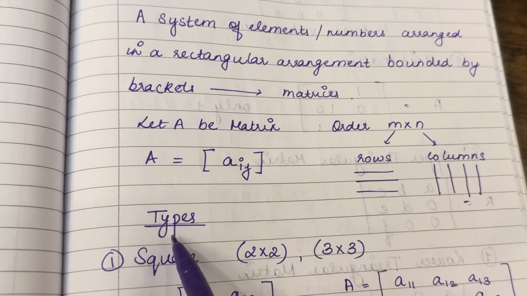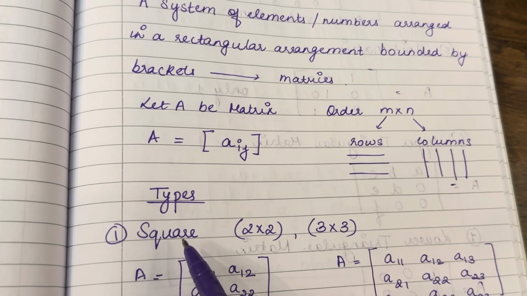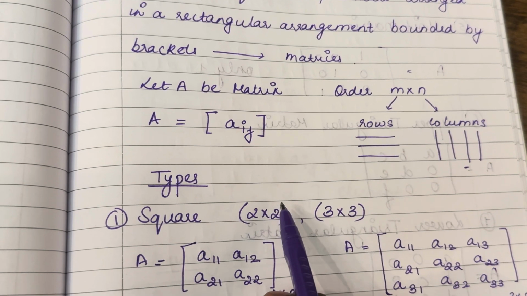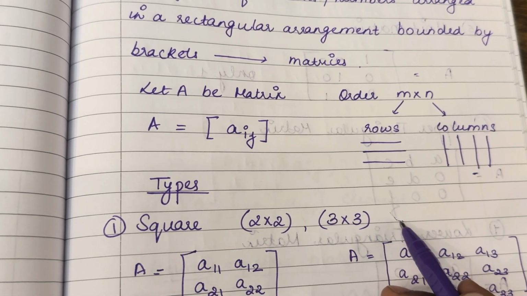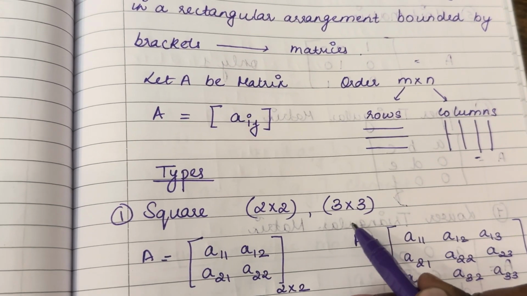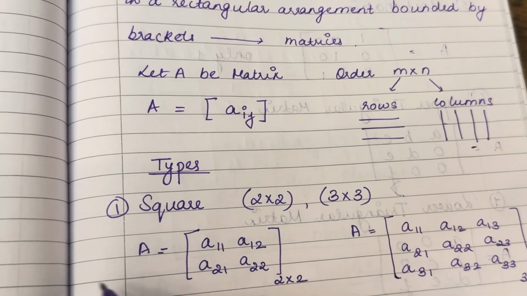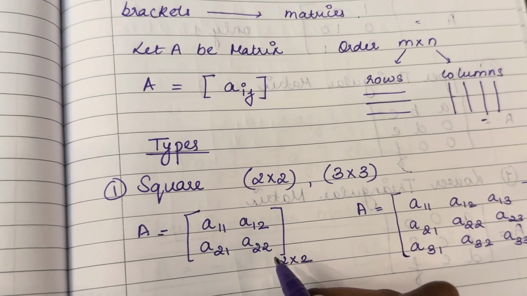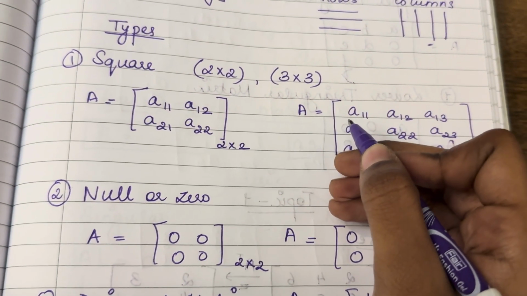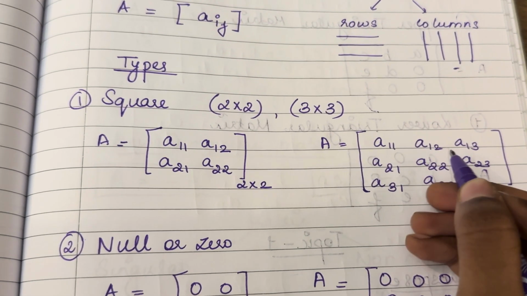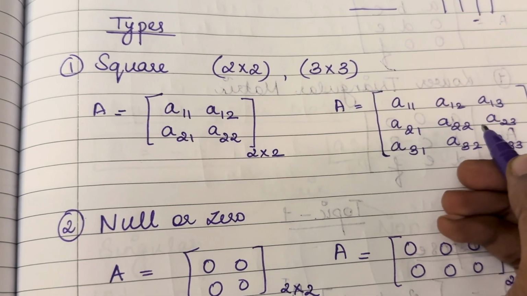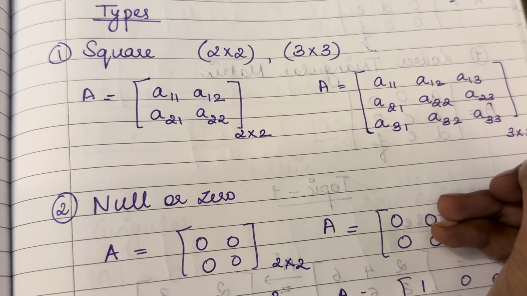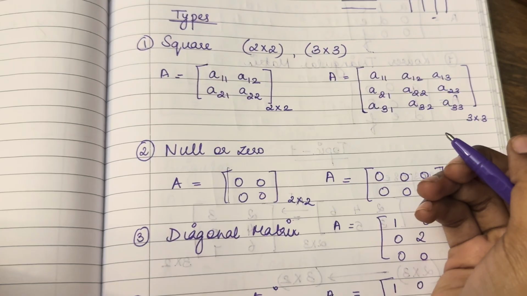So we have many types of matrix. First let's see the square matrix. A square matrix is one where m equals n. It can be 4 cross 4 also, but in this unit we'll be mostly seeing 3 cross 3 and 2 cross 2. For a 2 cross 2 matrix, A11, A12, A21, A22. For a 3 cross 3 matrix, we have A11, A12, A13, A21, A22, A23, A31, A32, A33. The second matrix we'll be seeing is the zero matrix.